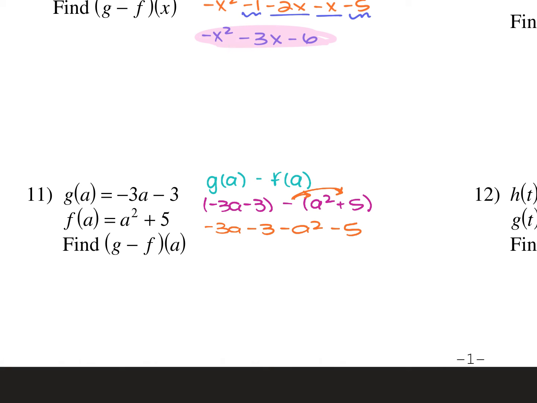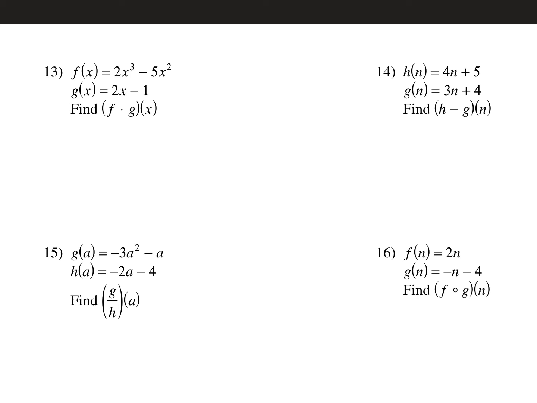So again, combine your like terms, keep it in standard form. So it's going to be negative a squared minus 3a. The negative 3 minus 5 gives us negative 8. So negative a squared minus 3a minus 8.